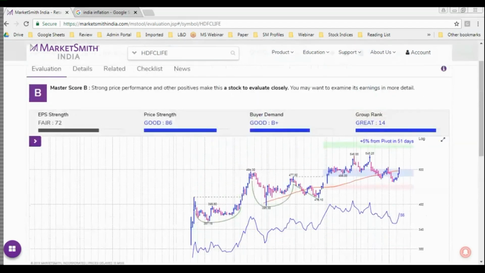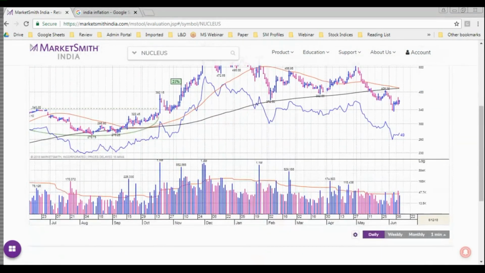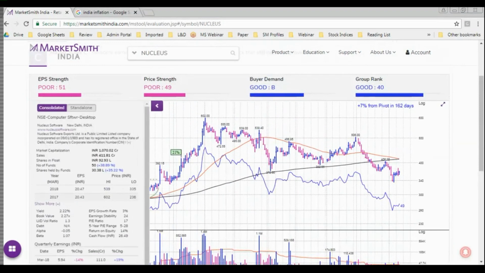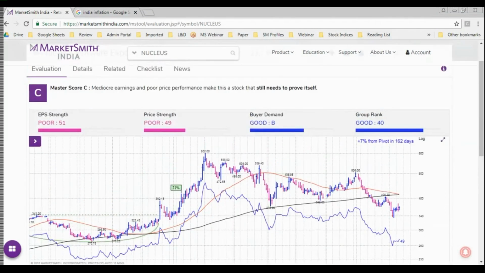Okay, so Sharad's query is on Nucleus. It doesn't look too convincing in terms of EPS rating. Price strength is also poor. It's an avoid for me right now because it's trading below its 50-day and 200-day lines. And also the fundamentals are not that great.